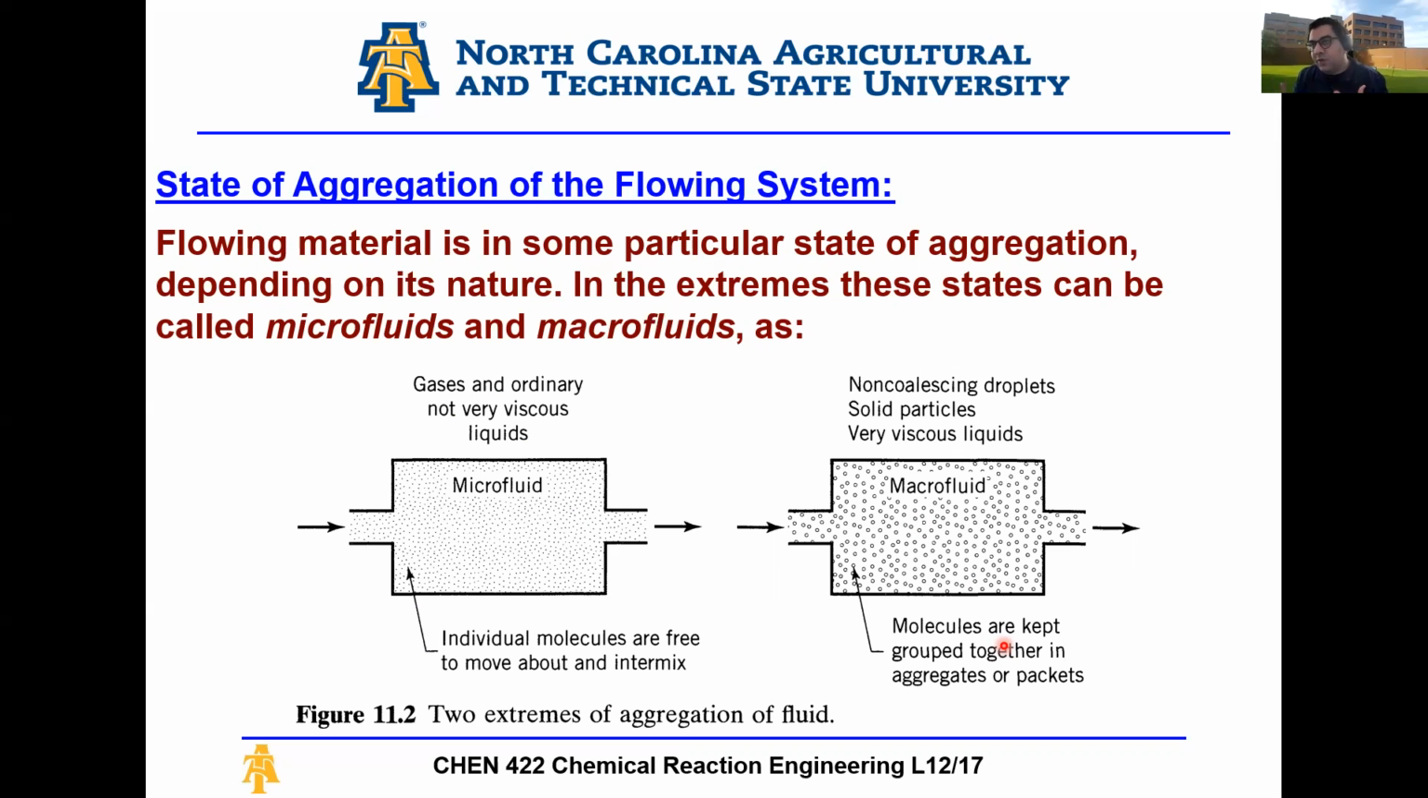There are two ways to approach it. You can either try to break these packets, or you can just live with them and try to make sure that these packets are used as efficiently as possible. So state of aggregation is the second thing which accounts for a non-ideal flow.